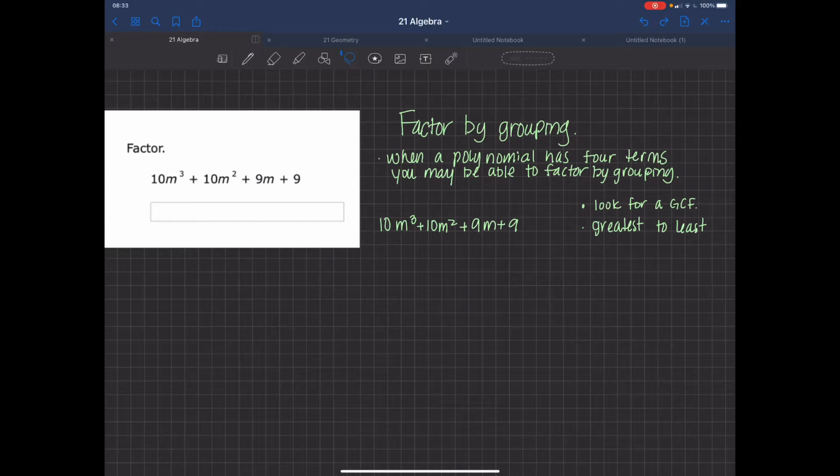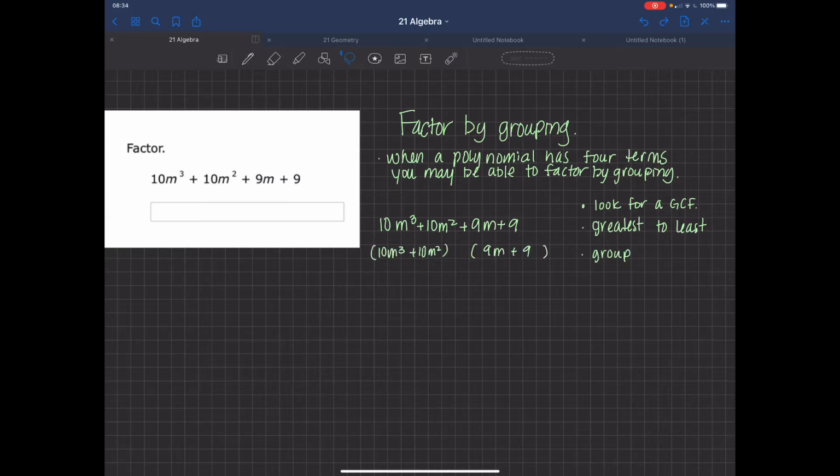What I mean by ordering from least to greatest is that you take the leading term, which is the term with the highest exponential value, and we put that first, and then we arrange the terms based on exponential value. So we have 10m to the third, which is the highest, 10m squared, that's the second highest, and then 9m to the first power, and then a constant of 9. So that's ordered.